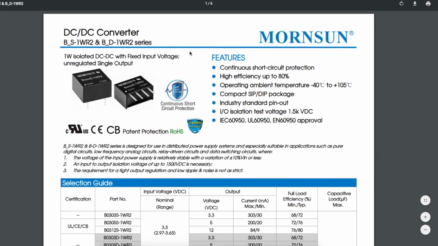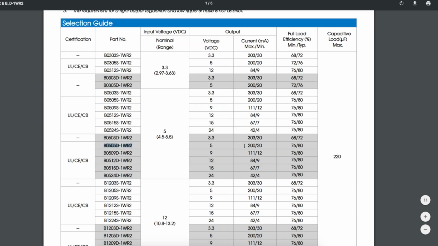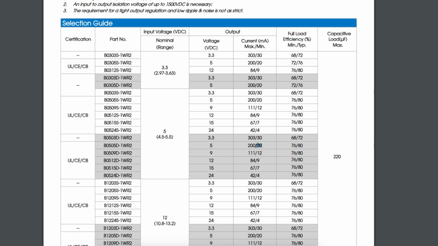This is the DC to DC isolated converter I have on hand. It's an 0505, so it takes 5 volts DC in and gives an isolated 5 volts DC out. It can do up to 200 milliamps, and it needs to be loaded with at least 20 milliamps to run correctly. So either the circuit being powered has to always draw more than 20 milliamps, or else you can put a load resistor to make sure you're always drawing at least 20 milliamps.